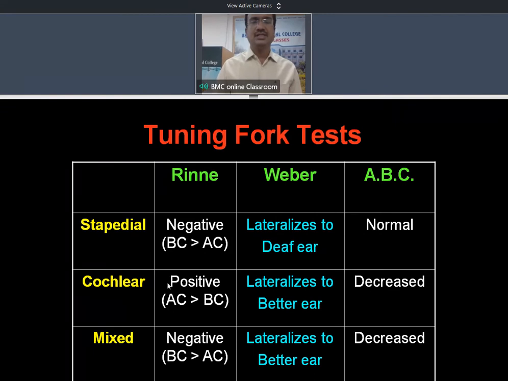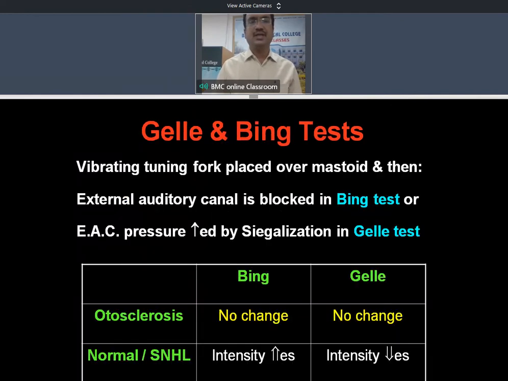So in that case, Rennes test will be negative, Weber's test is lateralized to the better ear, and ABC is decreased because of the sensory component. ABC will be decreased. Absolute bone conduction will be decreased.